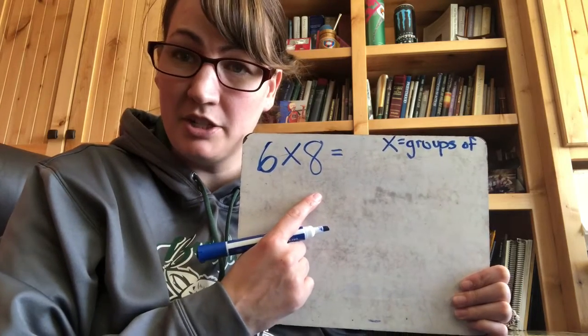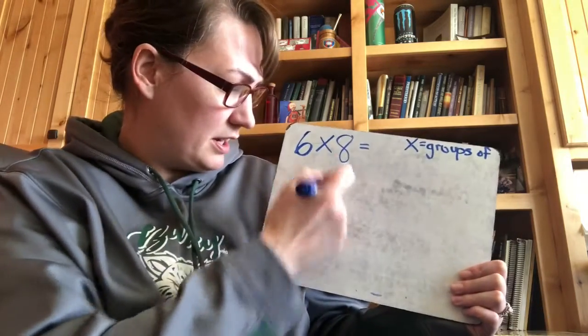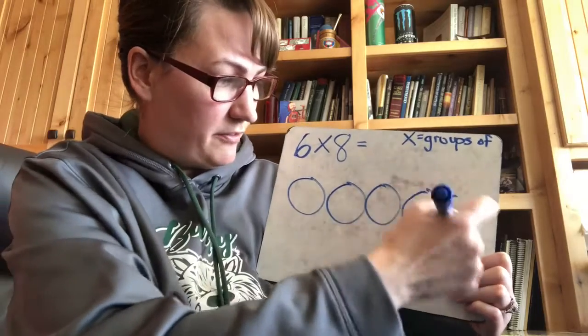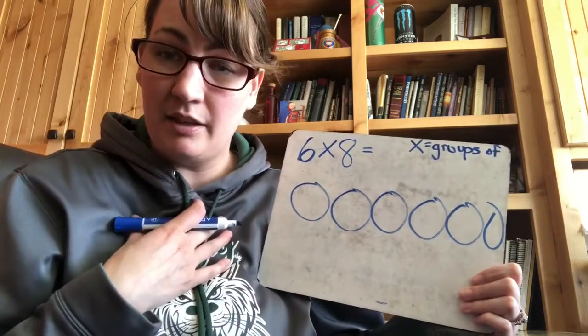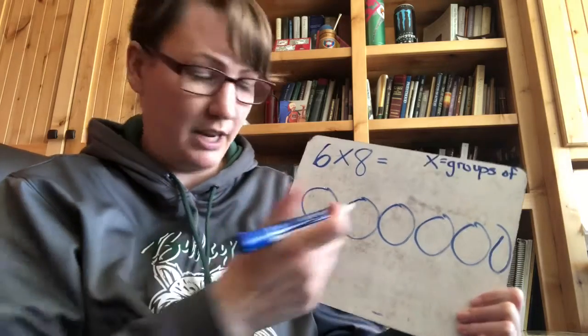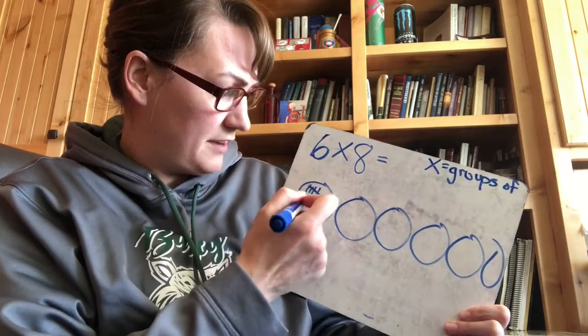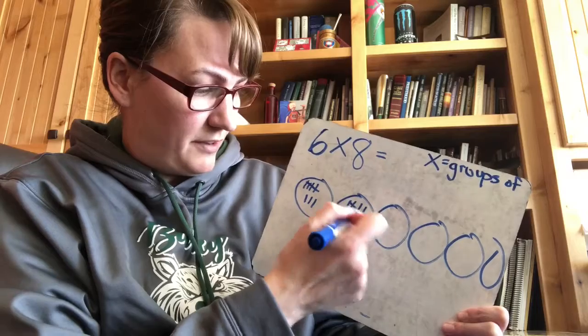So I'm going to draw a picture and I'm going to make 6 groups. 1, 2, 3, 4, 5, 6. And I'm going to put 8 in each group. I like to use tally marks, and I'm going to show you why at the end, okay? So I'm going to do 1, 2, 3, 4, 5, 6, 7, 8.